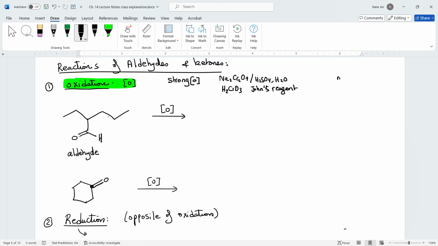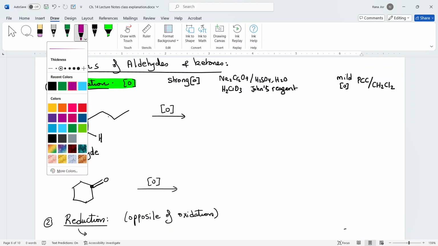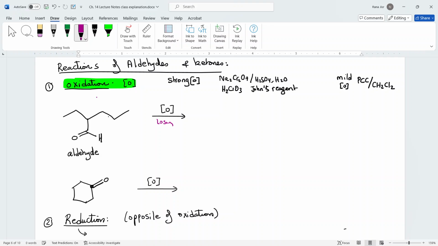These are strong oxidizing agents, and then you have the mild oxidizing agent that we talked about, which is pyridinium chlorochromate, PCC, and that needs an organic solvent, which is dichloromethane, CH2Cl2. Now, whenever your starting material is an aldehyde or a ketone, it really doesn't matter the strength of the oxidizing agent. Whether it is strong or mild, your product is going to be the same.